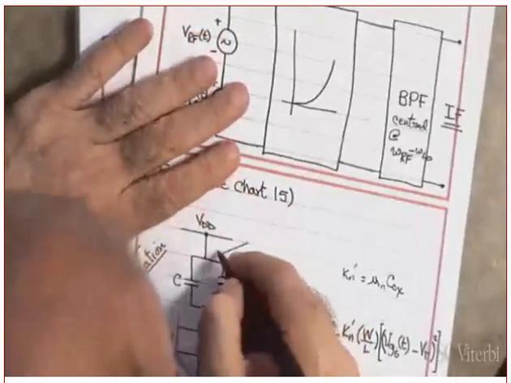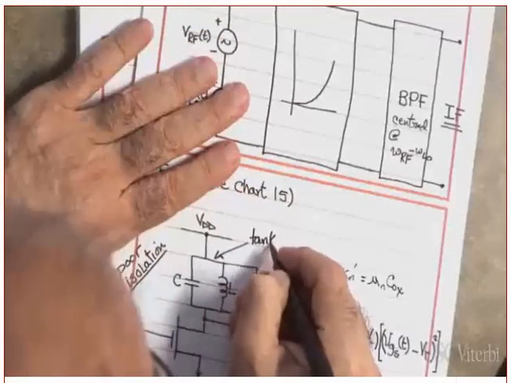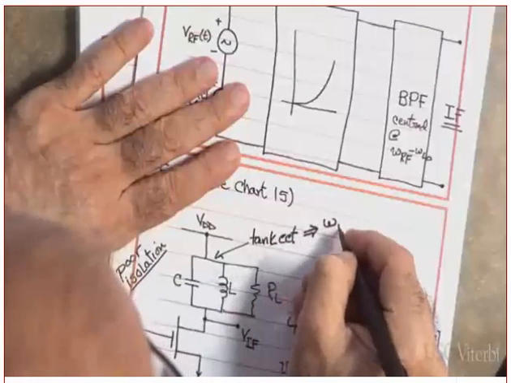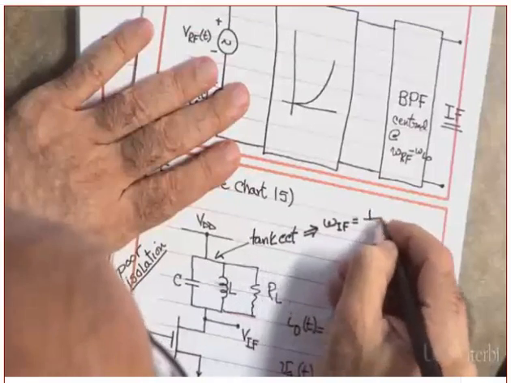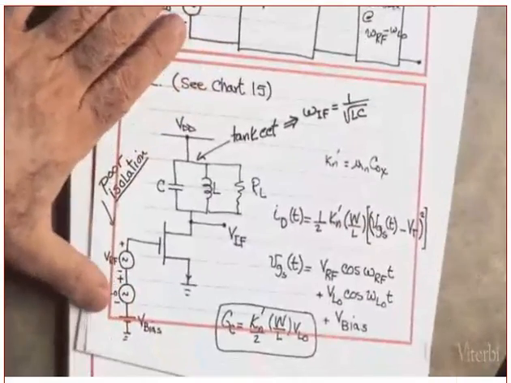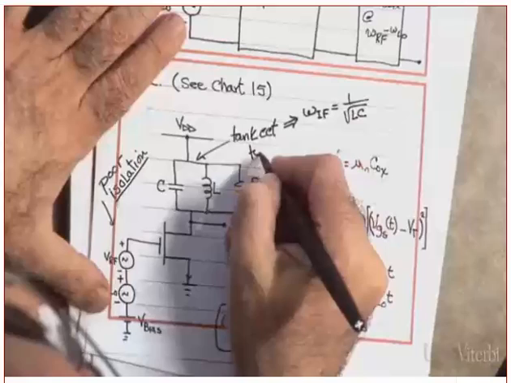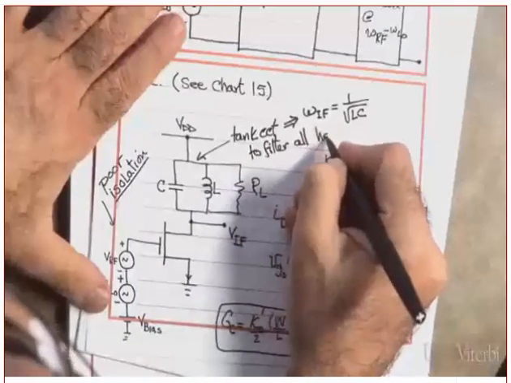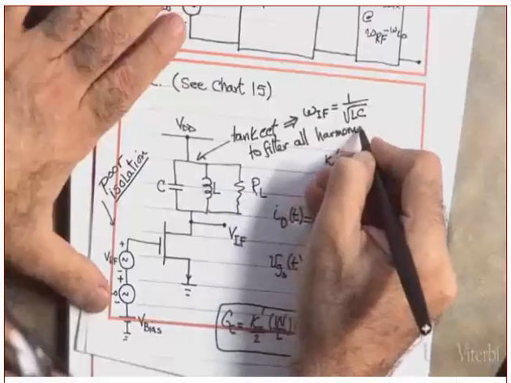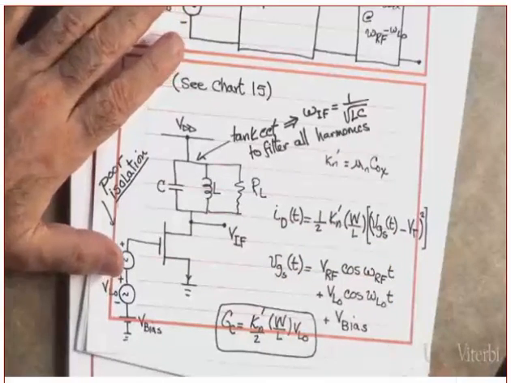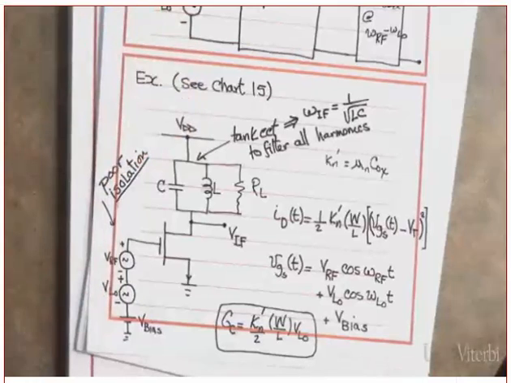Now, this is a tank circuit. It's again omega IF equal to 1 over square root of LC. Clear? Okay, and again, its purpose is to filter all harmonics, including, by the way, the DC.